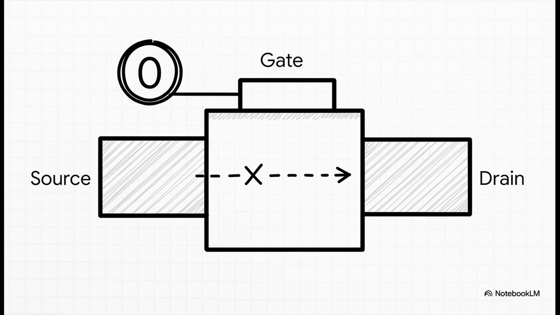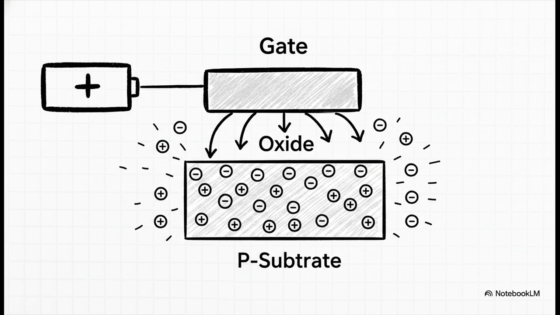The switch is totally off. Okay, but now let's put some positive voltage on that gate. As soon as we do, that electric field I mentioned springs to life. It pushes down into the semiconductor and repels all the positive charges, we call them holes in electronics, basically telling them to get out of the way.